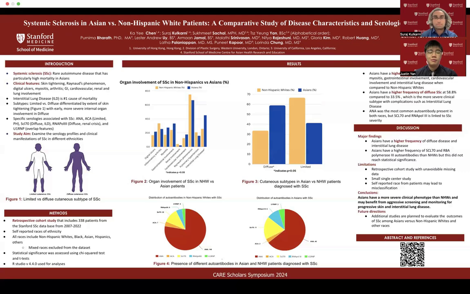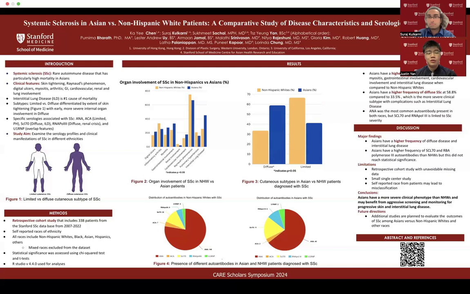The two major subtypes, as you can see in the graph, include limited and diffuse. And diffuse obviously has a higher extent around the entire body and also in terms of organ involvement. Specific serologies associated with the disease include ANA, ACA, SCL70, RNA polymerase 3, and U1-RNP. And our main study aim is to examine the serology profiles and clinical manifestations of SSc in different ethnicities.